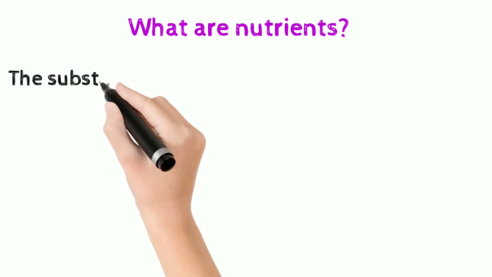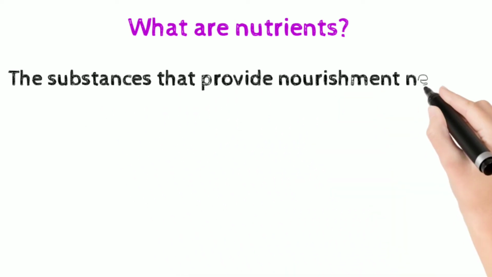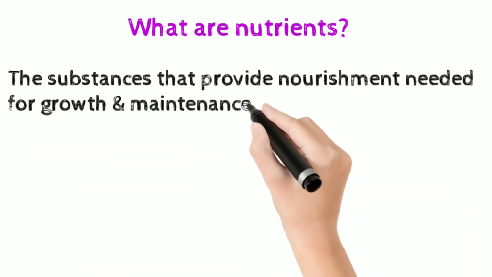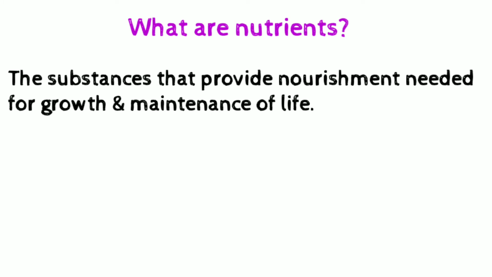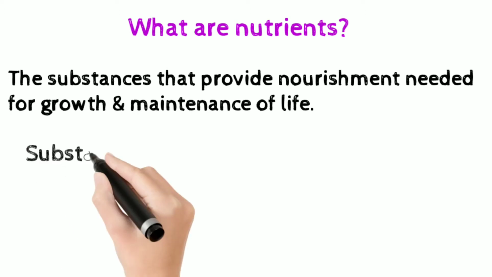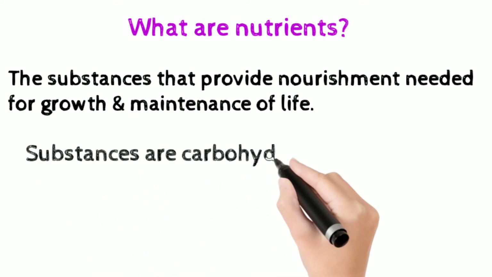Okay, now firstly, what is the meaning of nutrients? Where do we get nutrients? We get nutrients from food. And the food provides a lot of nutrients to our body. What are the nutrients? That is a very, very important question. Nutrients are substances that provide nourishment needed for growth and maintenance of life. What are the substances? Questions arise. I'll tell you. Nutrients are the substances.